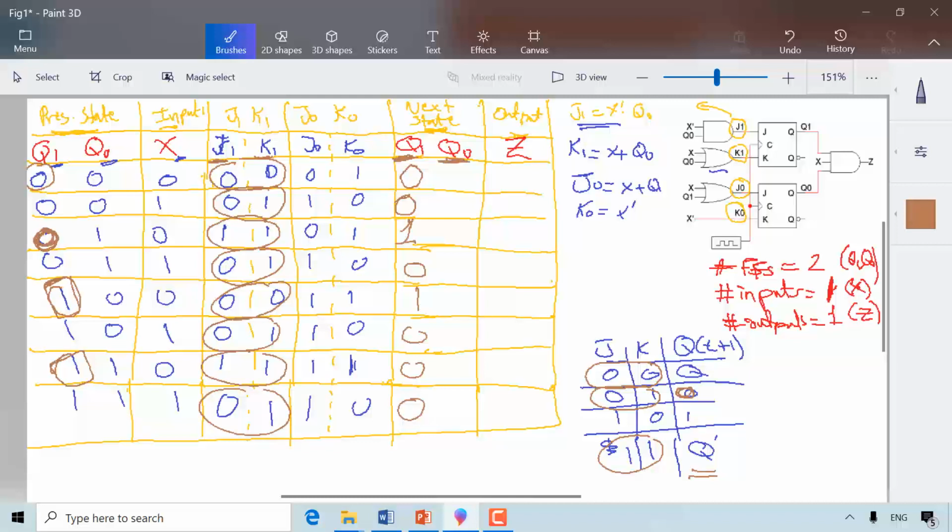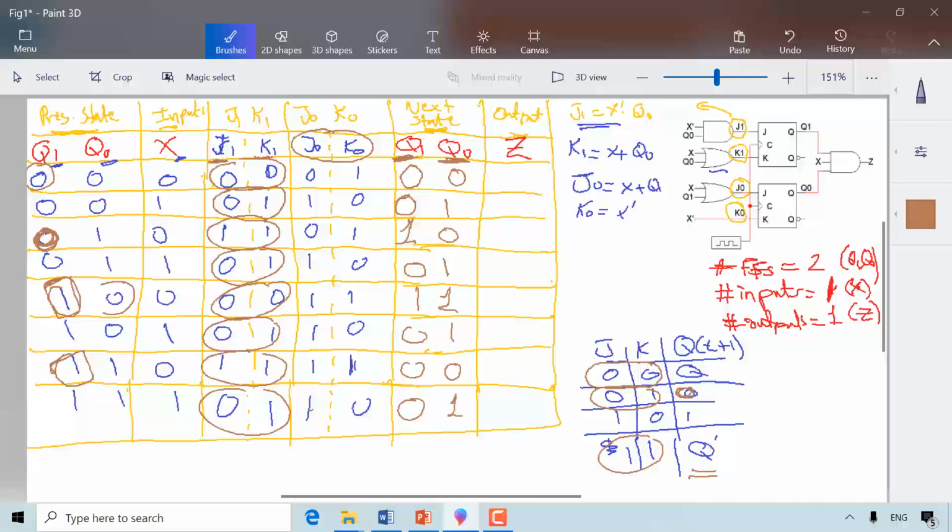Similarly, for Q0, I have to look at J0 and K0. 0, 1 means 0. 1, 0 means 1. 1, 1 means invert the present state, which is right here, 0 becomes a 1. And now 1, 1 invert becomes a 0. 1, 0 becomes a 1.